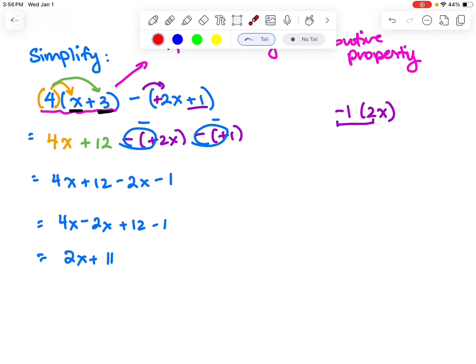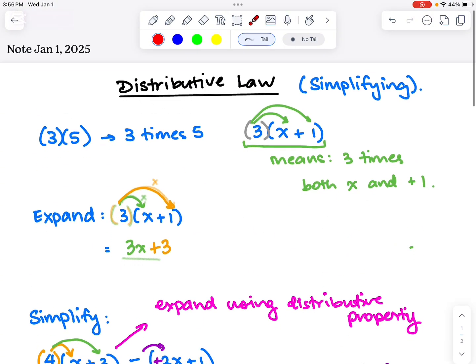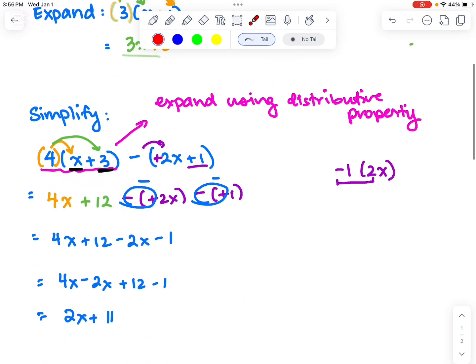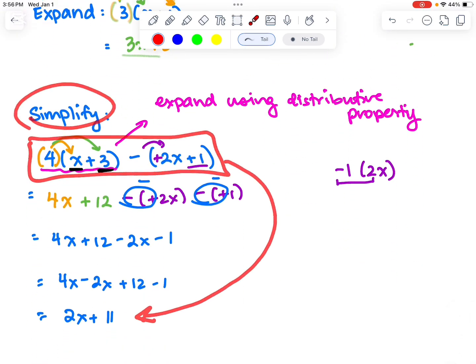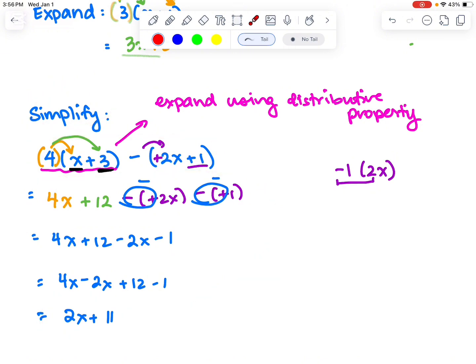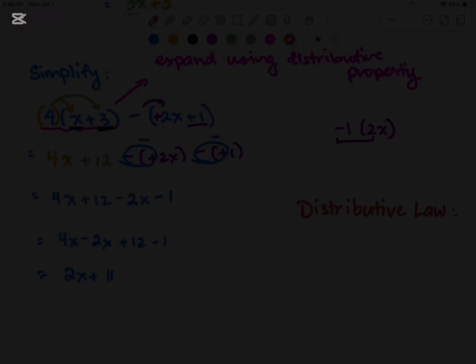So again, what's the use of this distributive law? Why are we using it? It's because I can take something that looks more complicated and simplify it into just a polynomial with 2 terms. But I couldn't do that until I got rid of these brackets. Okay, so now that the brackets are gone, I can group like terms and simplify.